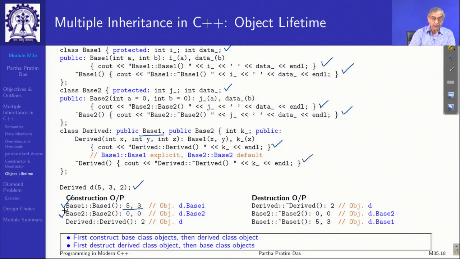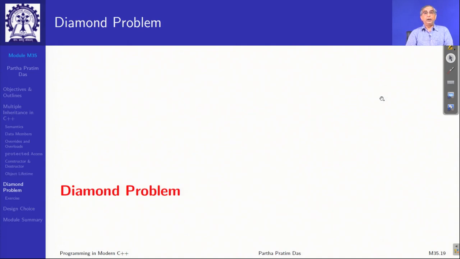Then naturally base 2 gets called, you get 0 0 which is a default constructor, that gets set, and finally, the derived class constructor is called, which sets 2 into its own data member. Destruction happens in the reverse order as is expected. So, you can see that except for the order of the base classes, the object construction and destruction, the lifetime, happens exactly following the same rules as we had for the single inheritance. Okay. So, that lays down the basic properties of multiple inheritance.